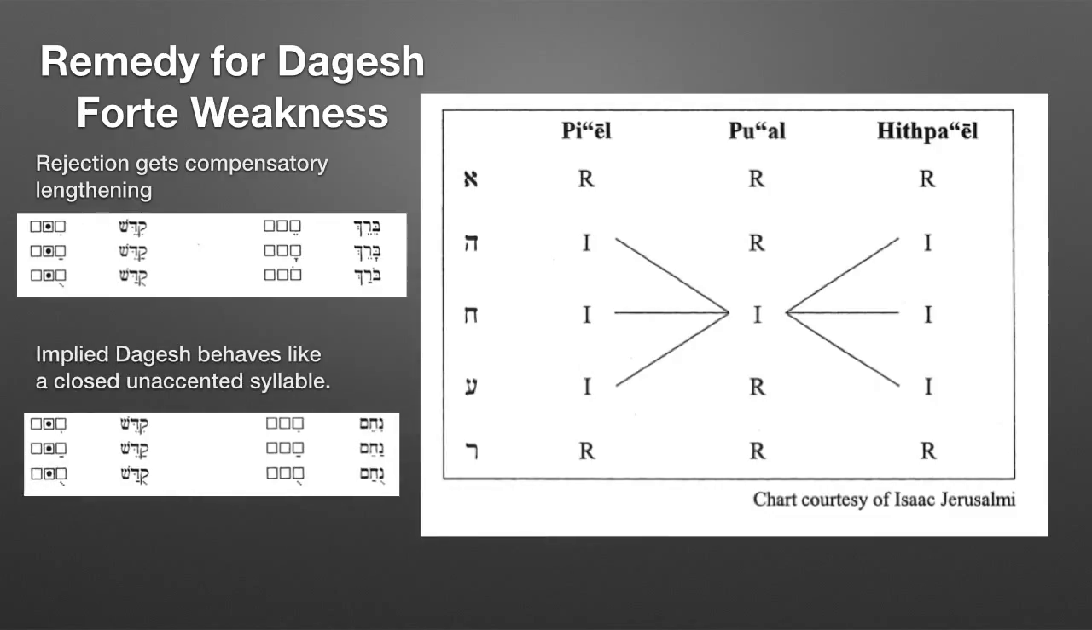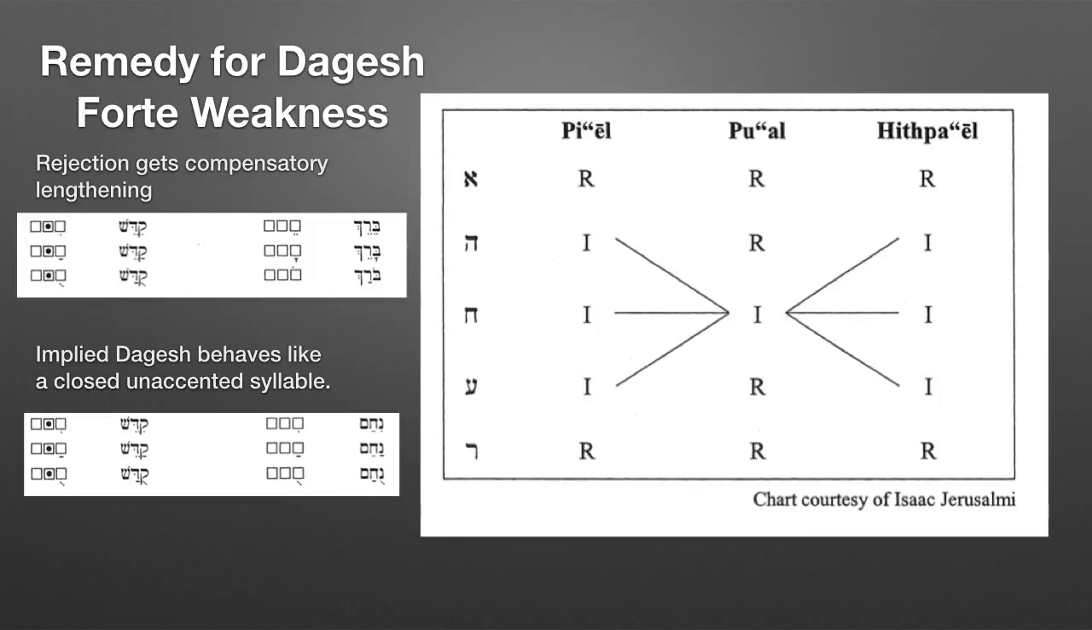If it's an implied dagesh, it's going to behave like a closed, unaccented syllable. And again, I can't see these super well here, but he's given you, it looks like Nacham, and if you look at the chart there, the het every time in each of these stems is going to have an implied dagesh, and we don't get any kind of compensatory lengthening in the vowel preceding.